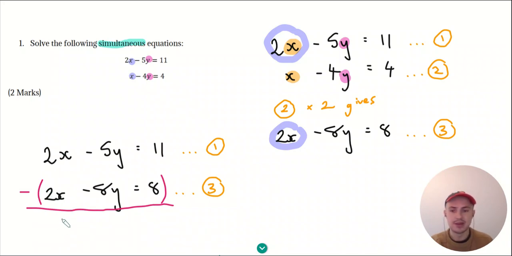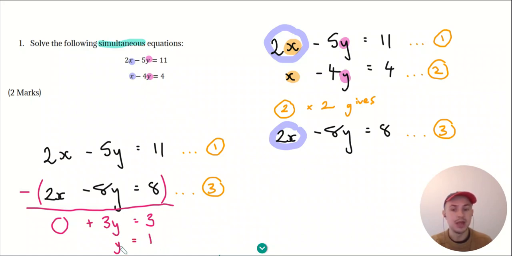2x minus 2x giving 0. Now you have to be careful with this one. Minus 5y minus minus 8y. When you minus a minus, it resolves in a plus, yes? So it's minus 5y plus 8y. Positive 3y. 11 minus 8, 3. We've gotten rid of one of our unknowns, and we've got an equation now with one unknown that we can solve. Divide both sides by 3, y equals 1.